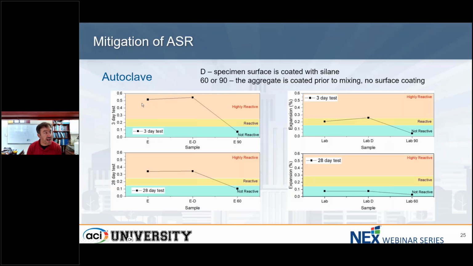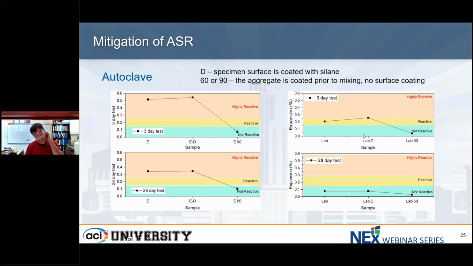We have a known reactive aggregate. As we see here, it has tremendous expansion. Surface coating didn't really do anything. But man, you coat those aggregates, and it's almost as if it's not Job sand anymore. That's kind of crazy. And then we go to 28 days and we see a similar trend. The aggregate as is still highly expansive, similar with the surface coating, but then we coat the aggregates and don't even have to do anything to the surface of the concrete, or in this case, mortar. And we see it's not reactive.